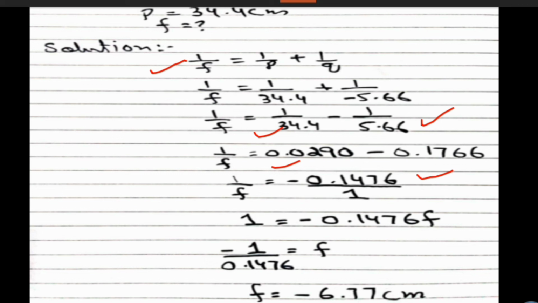This means F upon 1. We will solve it further by cross multiplication. 1 is equal to minus 0.1476 F, and F is equal to minus 1 upon 0.1476, which will become F is equal to minus 6.77 centimeter.